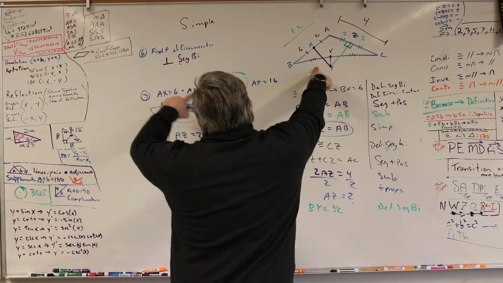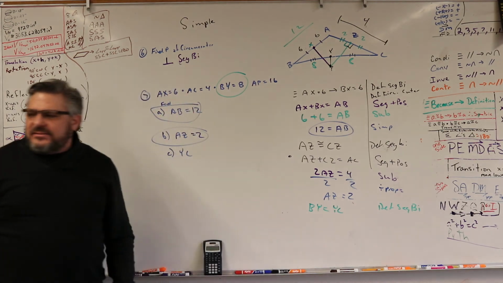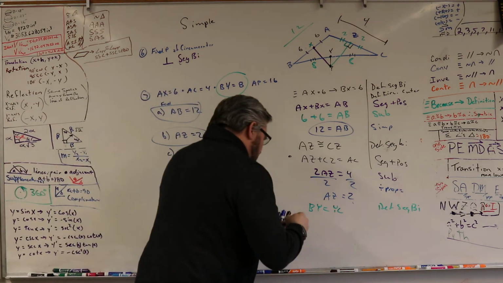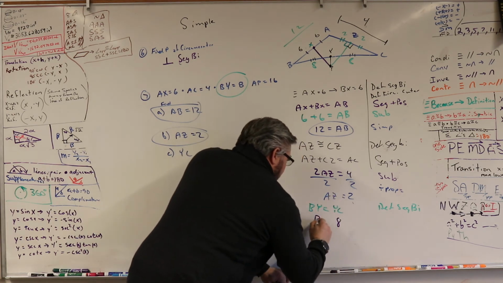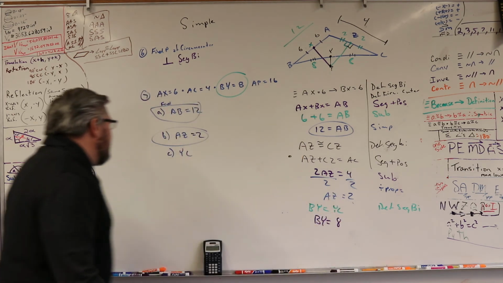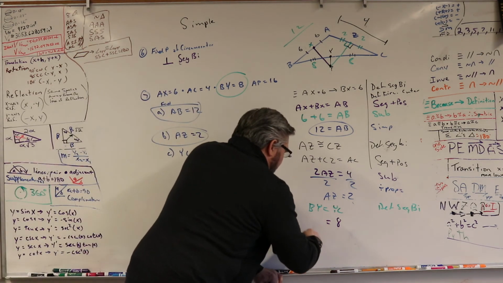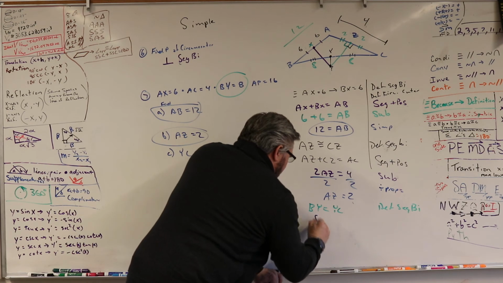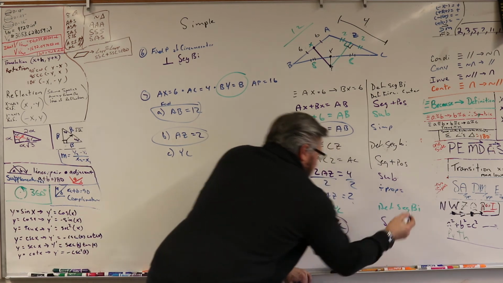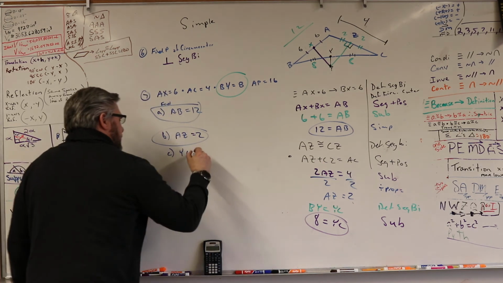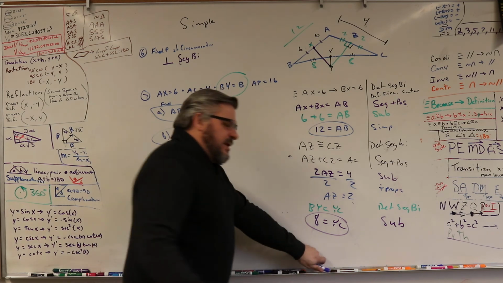Well, it tells us that this is 8. So that means this has to be 8. Why? Well, substitution. BY is equal to 8. Or is it YC? Sorry. BY is already a given, so we can plug it in. So YC is equal to 8. Substitution. And it's that easy. I can't make this problem any easier than that.